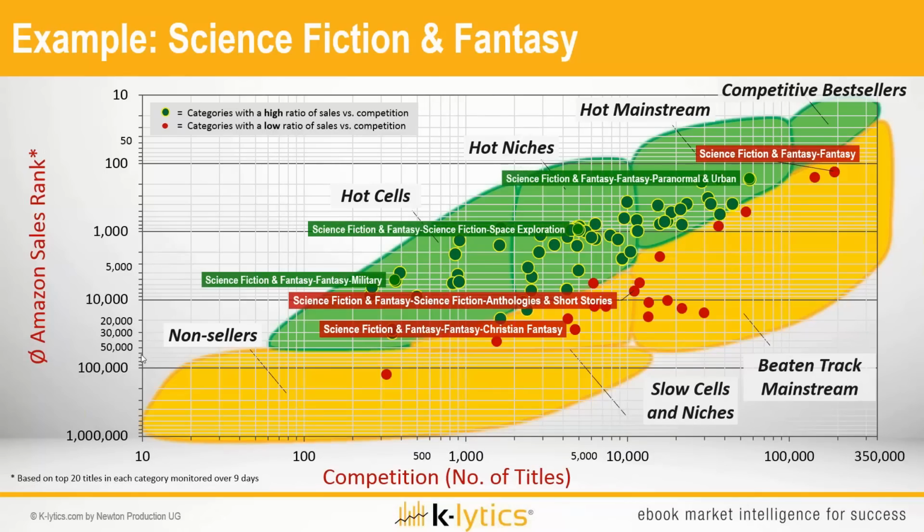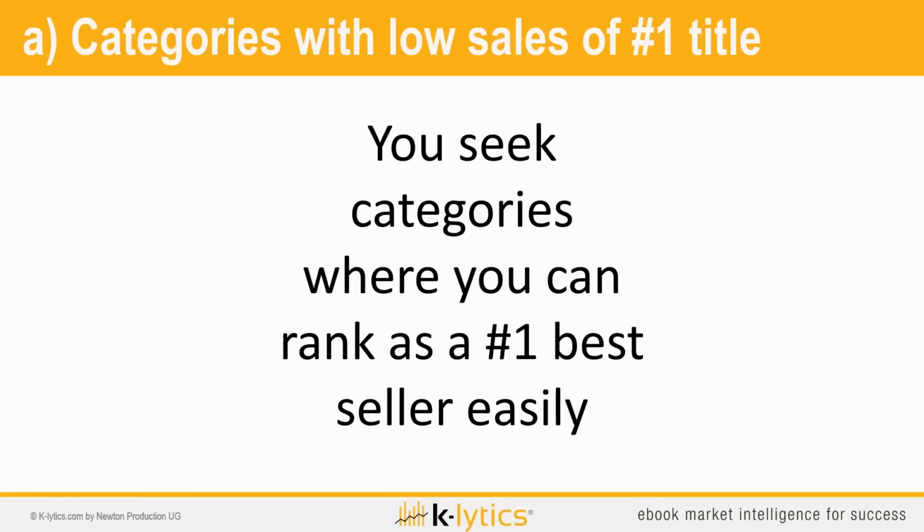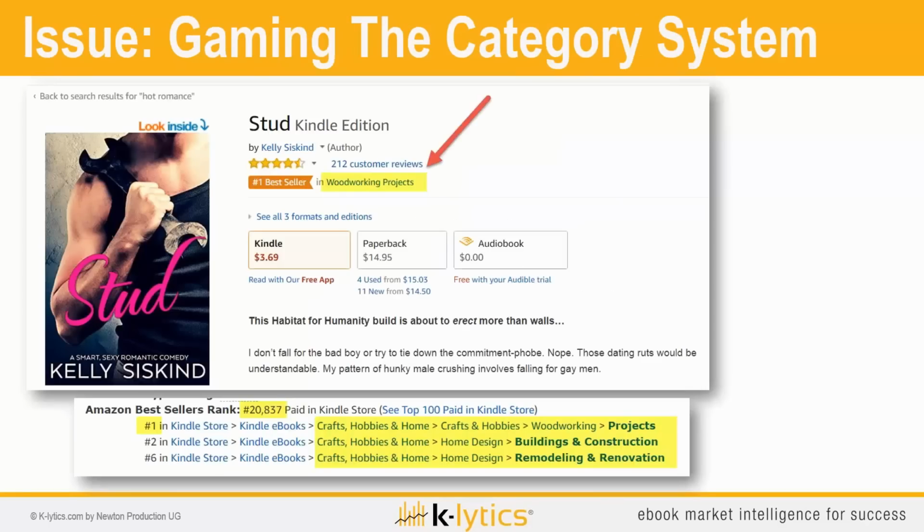So to conclude on this step, step 3 is, let's not only look for high sales, let's look also for low competition. This is how you strategically select your categories, not just tactically, but also for your whole writer career. Do you want to compete head on with the big ones, or do you want to look for a niche? And then step 4 is you can blend this with a couple of categories, especially when you talk more tactics, that are easy to rank in. So that would be categories with low sales of the #1 title. You will see categories where you can rank as a #1, not on the Kindle store, but in that very category, right? The one issue there, though, is people use this to game the system.